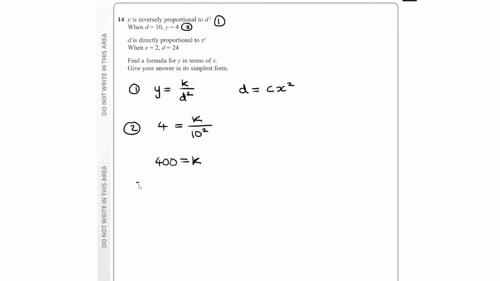What I would then do is I would go therefore and rewrite the equation. So y is not k over d squared, it's now 400 over d squared. So that's the relationship for the first one. The second one, we've got d is 24, and then 2 squared.